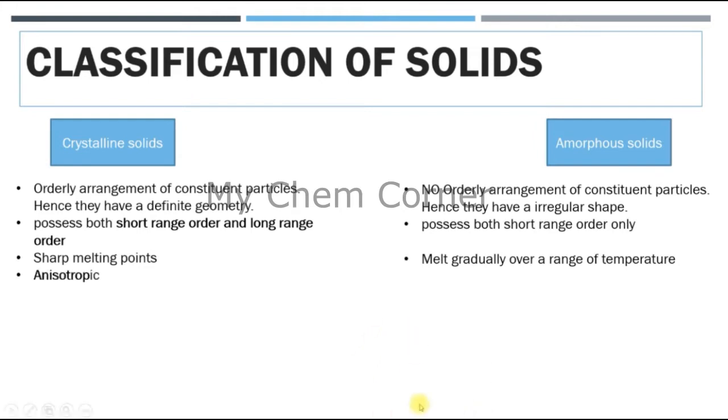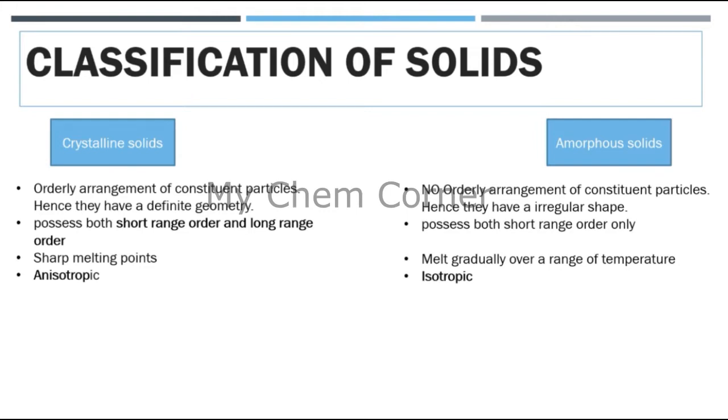Then the next one is anisotropy. Crystalline solids are said to be anisotropic, which means, say I want to measure some physical quantity, for example the refractive index of a particular crystalline solid. Now when I try to measure it in different directions, it's going to give me a different value. That is what anisotropy means.